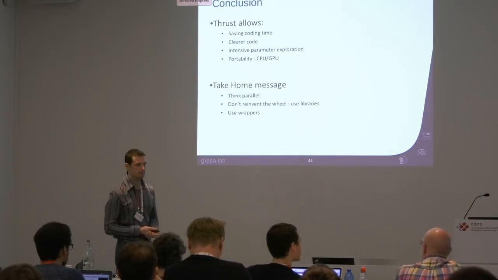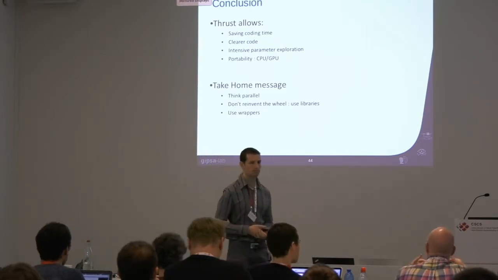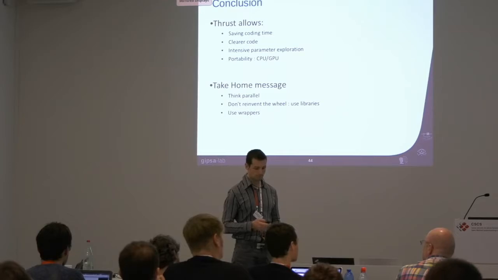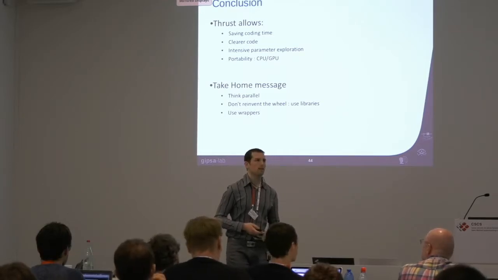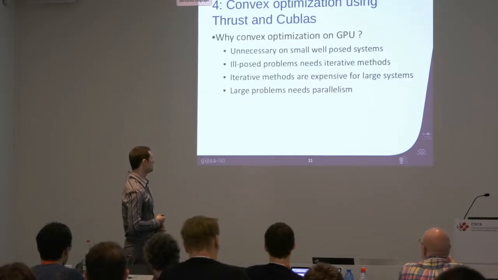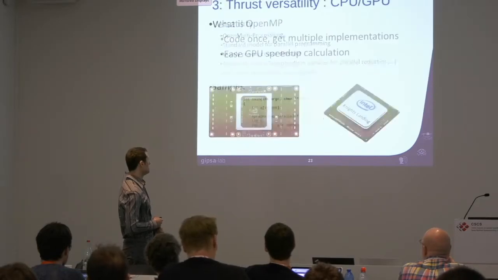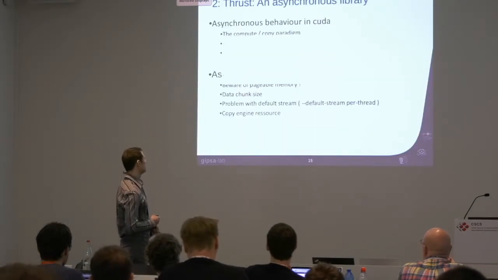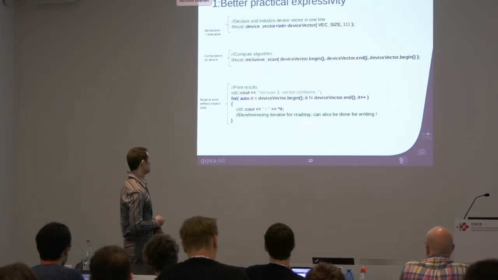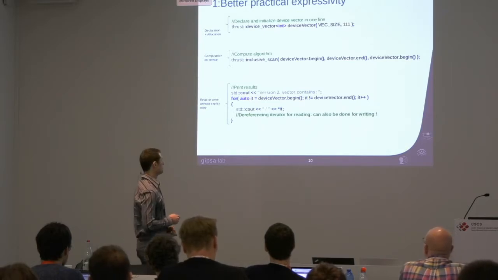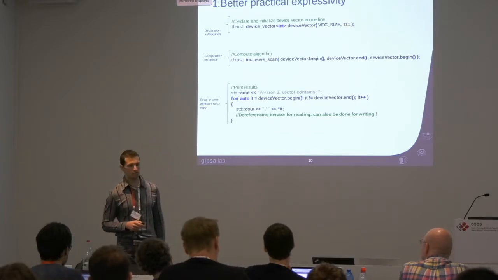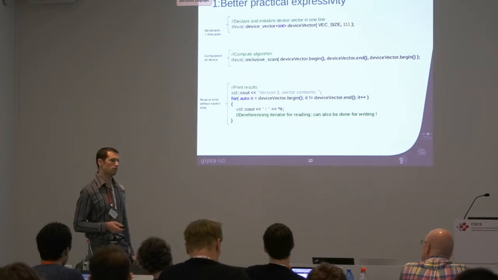Question about the transparent copy of, say, a device vector through to the host iterators. Is that a single transfer every time, or is there some sort of caching that goes on underneath? Okay, the question was about the transparent copy that I showed at the very beginning. Okay, it's here, for instance. The question was, is there a caching mechanism to look at the values from the device memory when you are on the host?